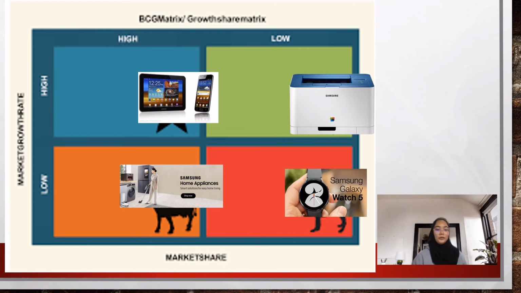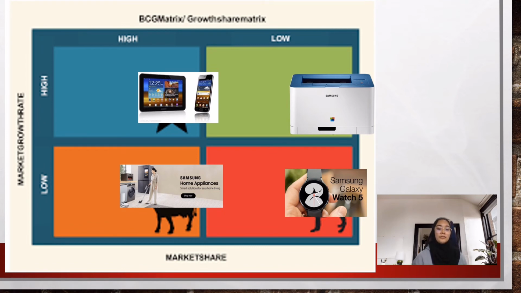And for the last one, the dog quadrant, the products categorized under the dog quadrant are products that have low growth and a low market share, and neither have a chance of being profitable nor a useful source of income for the company.